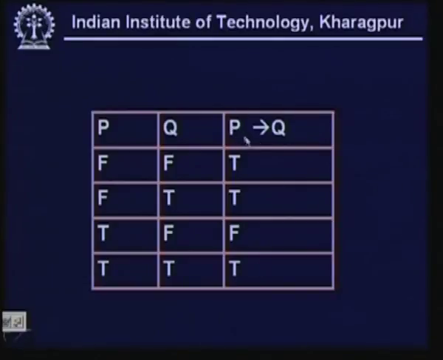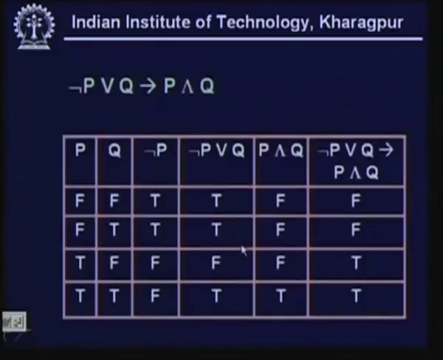So, when we try to derive the truth value of one such composite statement in propositional calculus, we can use this method called truth table. Now, here we have taken the example of a little more complicated thing, that we want to find out the truth value of the statement not P or Q implies P and Q. Now, when will this statement be true? Is it true? Let us see.